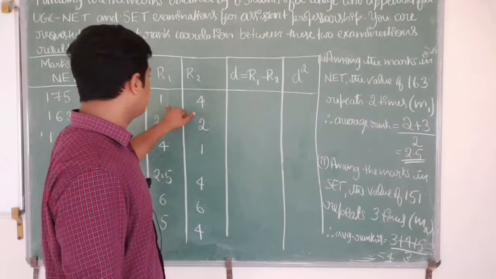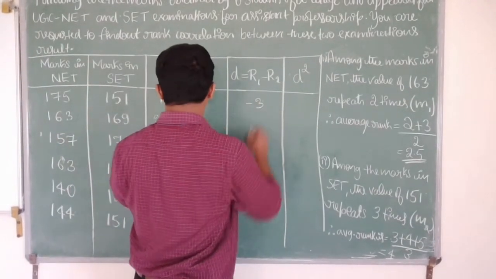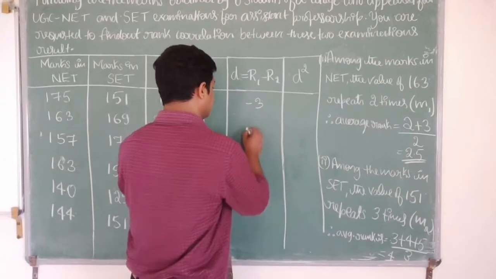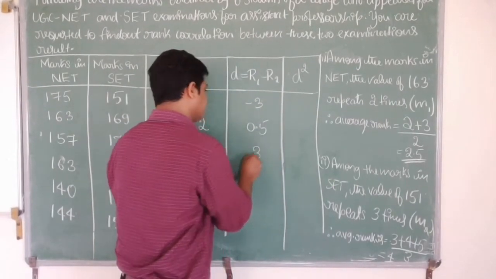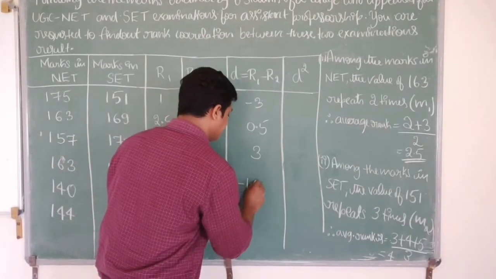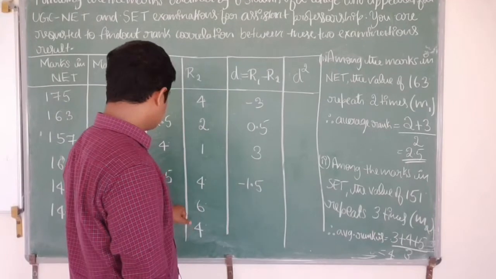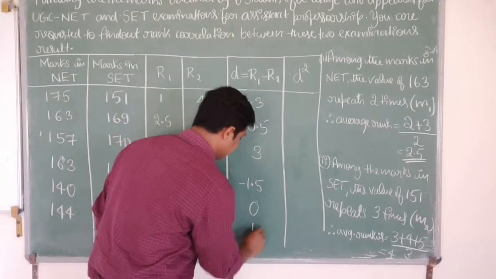Now I have to find the difference in the rank. So 1 minus 4 is equal to minus 3. 2.5 minus 2 is equal to 0.5. 4 minus 1 is equal to 3. 2.5 minus 4 is equal to minus 1.5. Next 6 minus 6 is equal to 0. 5 minus 4 is equal to 1.